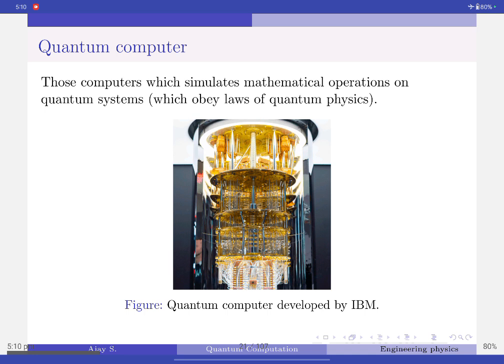Quantum computers are those computers which simulate mathematical operations on quantum systems which obey the laws of quantum physics. This is a quantum processor developed by IBM. Quantum computers are still not commercially available to anyone. They are only kept in facilities such as IBM or Google and meant for research purposes.